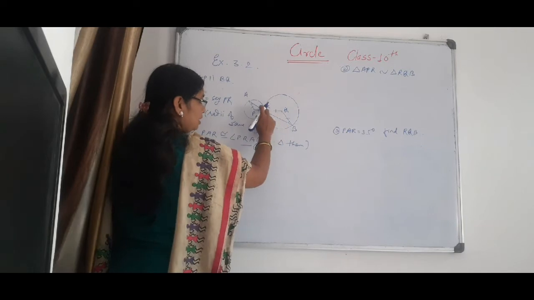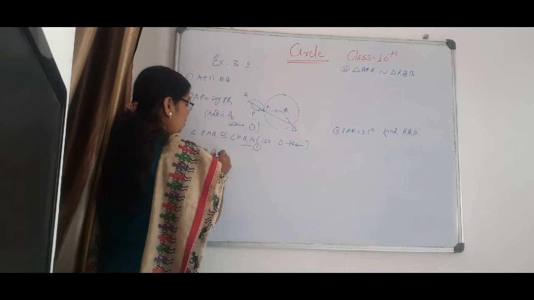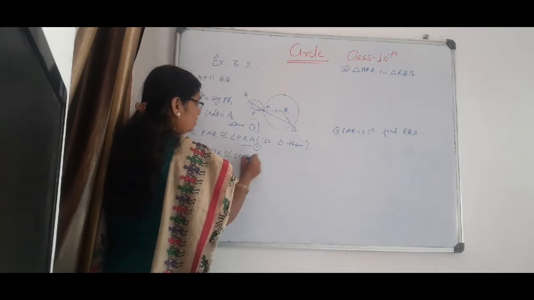Now in the second circle, QR and QB are the radii of the same circle. Segment QR is congruent to segment BQ.